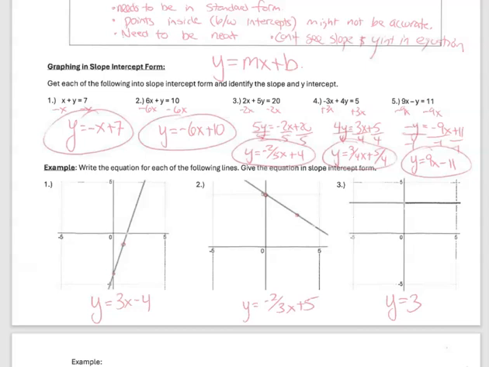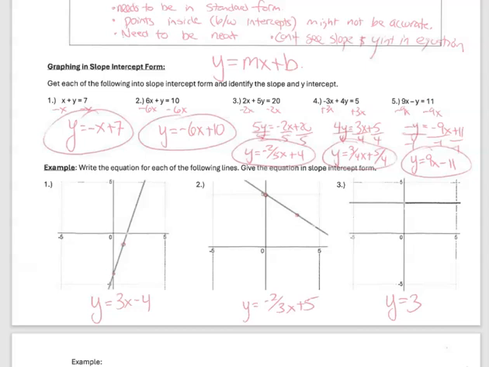Now, the thing that students usually struggle with most with this is just getting it into slope-intercept form. So what we did was we looked at 5 different equations. They were all in standard form, and we tried to get them into slope-intercept form. We got the y by itself. We then got it in mx plus b form. So you can see the first one, you just subtract x from both sides, you get y equals negative x plus 7. The next one, you subtract 6x from both sides, making sure to put that negative 6x in front of the 10, because we want it in y equals mx plus b form.